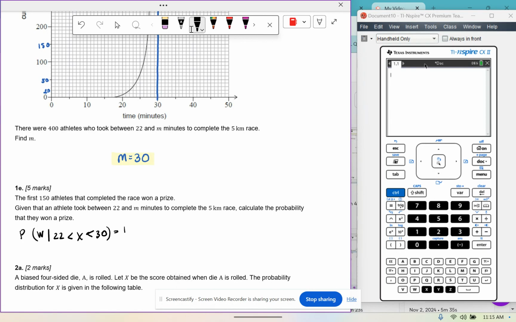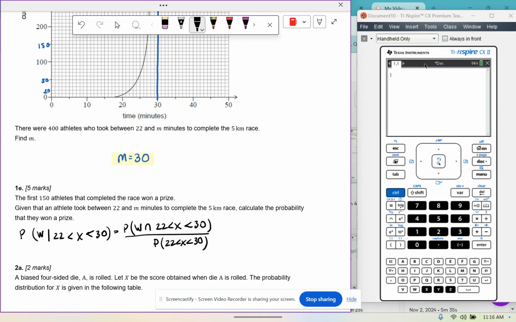So first, let's set up our given. Up top, we would have the probability that they win and they get a time that's between 22 and 30. That's going to go all over the probability that they are between 22 and 30. So it looks like we got some stuff we got to figure out here.